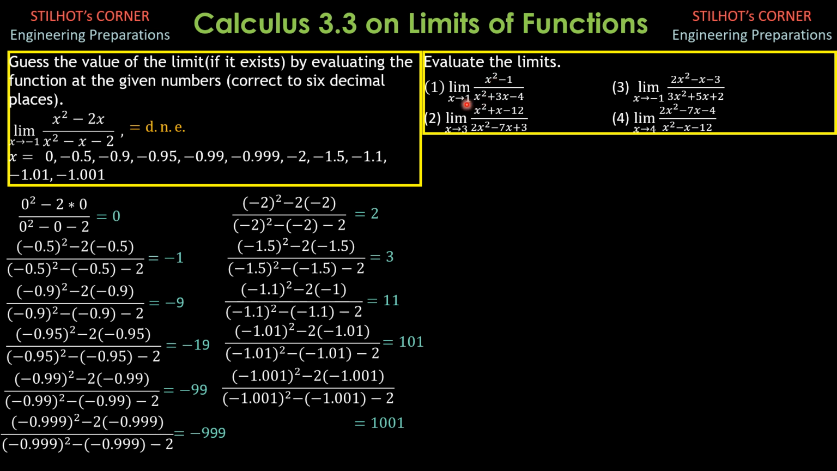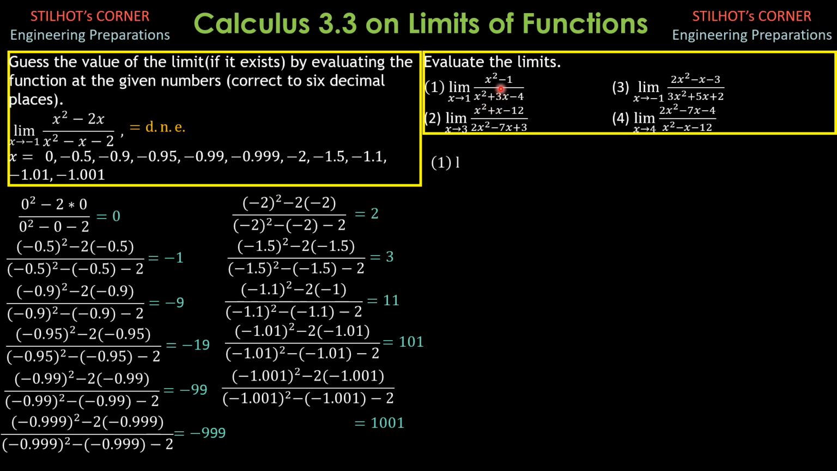So as x approaches 1, the numerator is 1 squared minus 1, it also approaches 0. The denominator as x approaches 1 is 1 squared plus 3 times 1, which is 4, minus 4, it also approaches 0. Since both the numerator and the denominator approach 0, there is a factor of x minus 1 because 1 is a root. So factoring the numerator, we get (x plus 1)(x minus 1), and for the denominator, since we are sure that there is x minus 1, the other factor will be x plus 4.